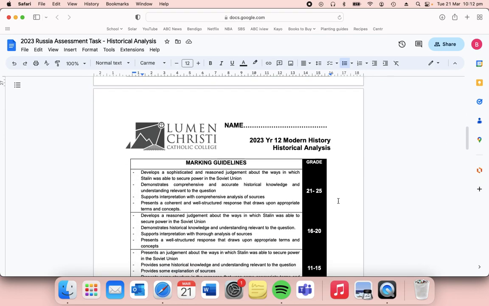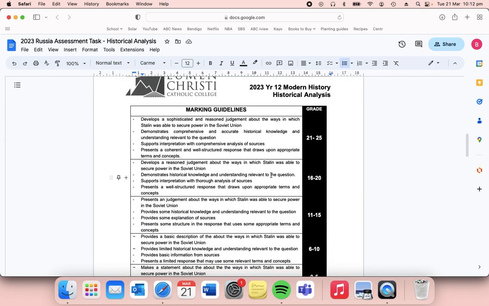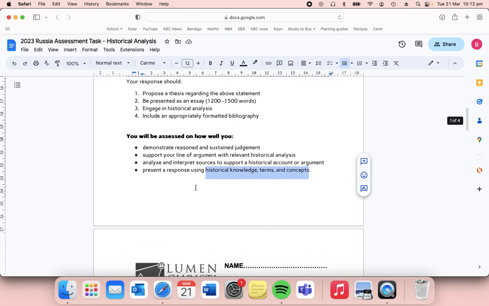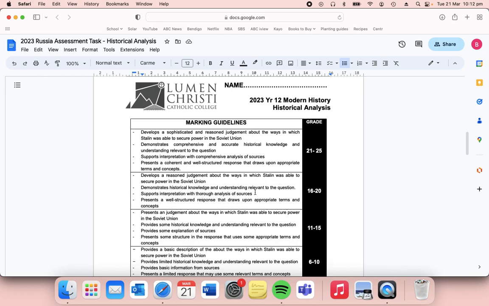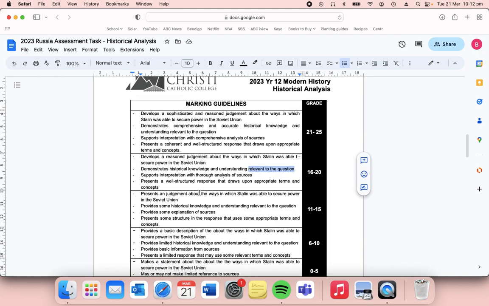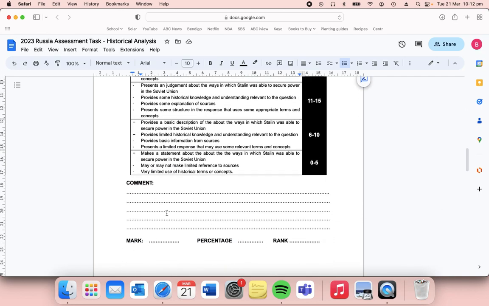All right, marking criteria out of 25. Let's aim for that B range just to go through now. Well, obviously aim for the higher, but let's look at the B range just to see where we could mostly hit. Reason, judgment, like we just talked about, historical knowledge and understanding, interpretation with thorough analysis of sources, well-structured terms and concepts. All right, just the stuff we went through here, that's why we put it there. Reasoned, we talked through historical knowledge and understanding relevant to the question. That's your why, not how. Sources, etc. Okay. At the end, I'll give you a nice comment on how to work through what we've done well, what you need to improve.